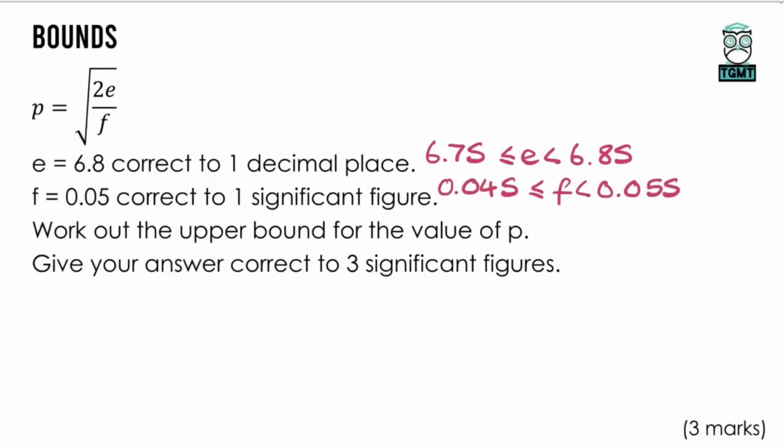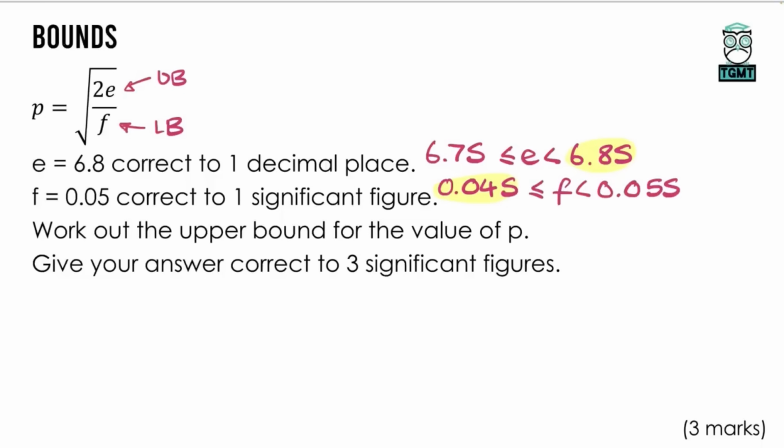It says here to work out the upper bound for the value of p. So to get the upper bound, which is the biggest possible answer, we want to have the biggest possible answer here on the top divided by the smallest on the bottom. So this will be the upper bound on the top and the lower bound on the bottom. So E, we want to use our biggest possible number. So for E, we're going to use 6.85, and for F, we want the smallest possible answer, so 0.045.